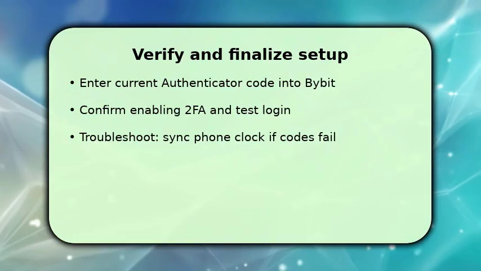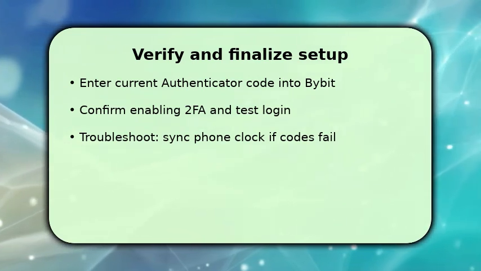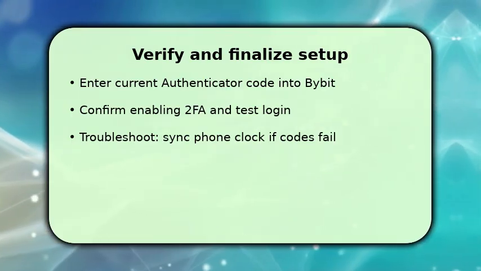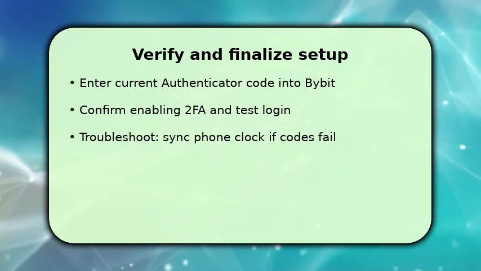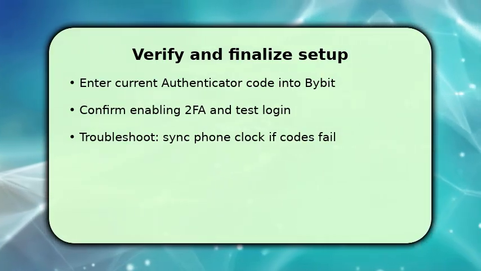To finish, enter the current 6-digit code from Google Authenticator into Bybit's verification field and submit. This confirms the link. After successful verification, enable two-factor authentication and perform a quick logout and log in to test that codes work for protected actions like withdrawals.